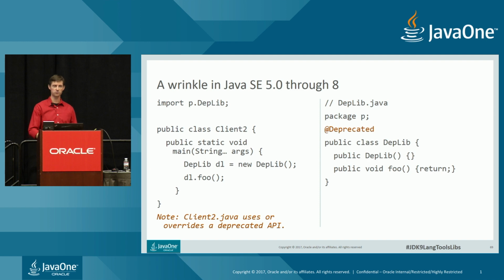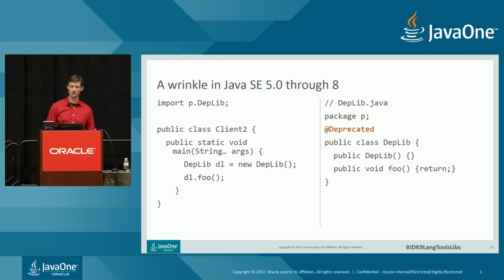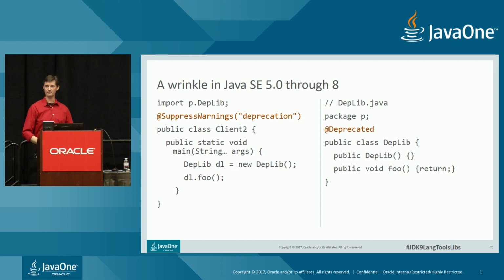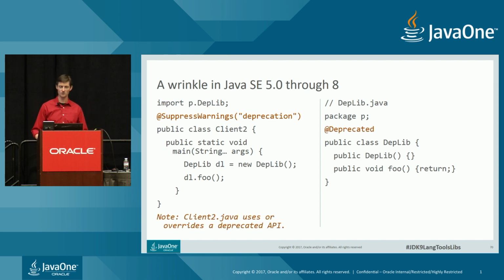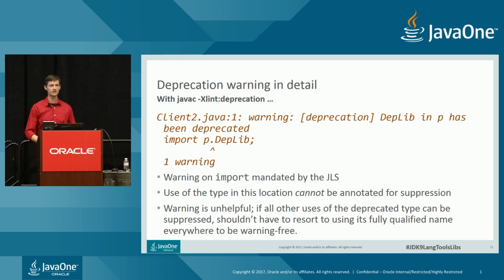So you figure, no problem, I have to keep using this type, so I'll just put that suppress warnings annotation right at the top of the class, and this will take care of everything, right? Now, unfortunately, if you run the compiler again, you'll notice you still have a deprecation warning. So what's going on here? The warning you're getting now isn't from any of the code of the class. It's actually from the import statement at the top. And this is mandated by the Java language specification.